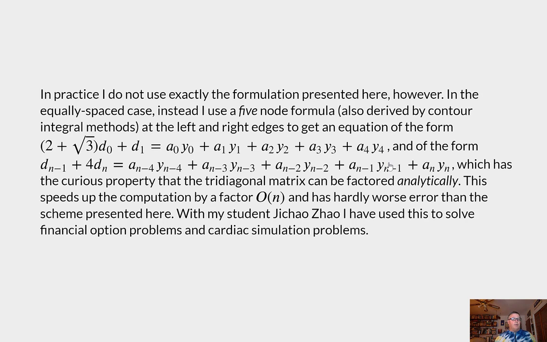However, in practice, I don't use this method. In practice, I do something just a little bit different. Instead of using four nodes to give my formula for the left edge, I use five nodes, and I insist that the diagonal coefficient at the top is 2 plus root 3, and that the next coefficient is 1. I treat the other end in a similar way, except that it turns out to be just absolutely straightforward. And I do this in the case of a uniform mesh. And the reason I do that is if you've got a uniform mesh, the matrix is 2 plus root 3, 1, 1, 4, 1, 1, 4, 1, 1, 4, 1, 1, 4, all the way down to the bottom where it's just 1, 4.